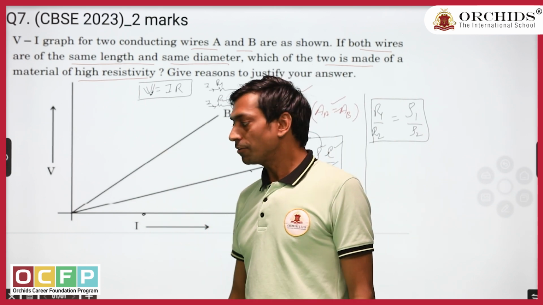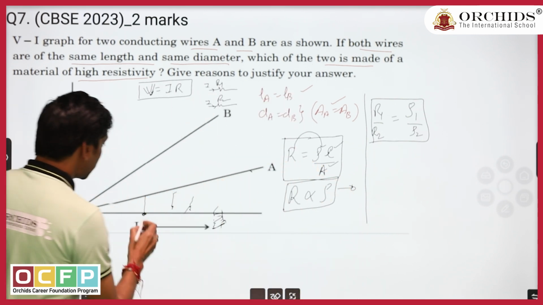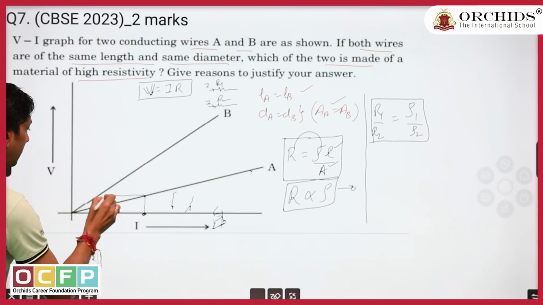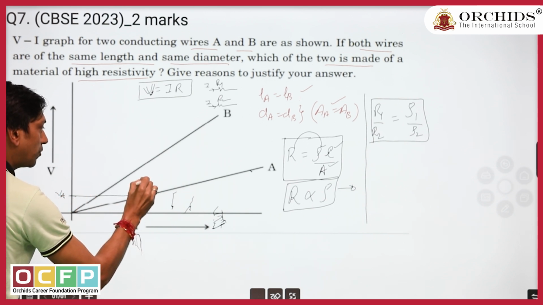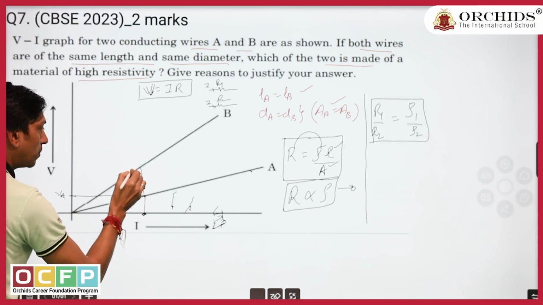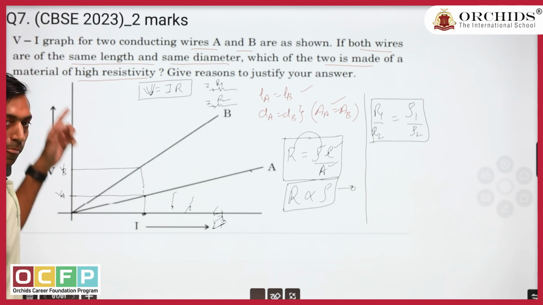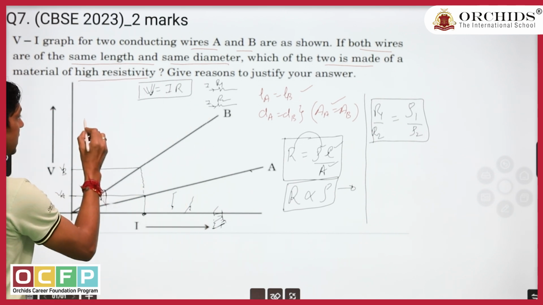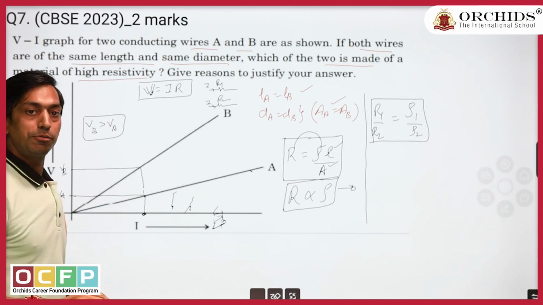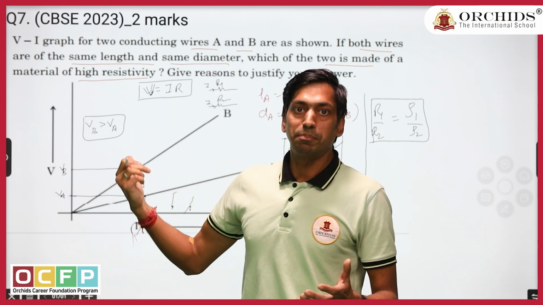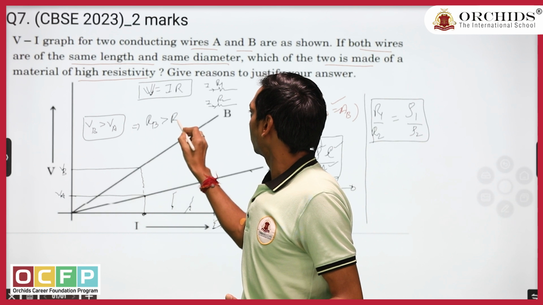And how to read from the graph? If I am passing current I, then the voltage required for conductor A, corresponding to the voltage axis, is VA. For the same value of current, the voltage required for resistor B is VB, and we know from the graph that VB is greater than VA. Means for the same current, if you need more voltage in resistor B, I can say that resistance B is greater than resistance A.